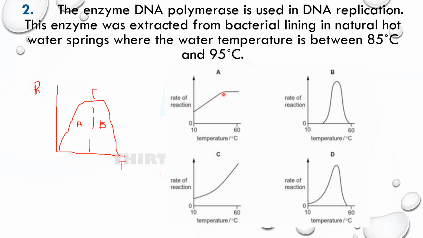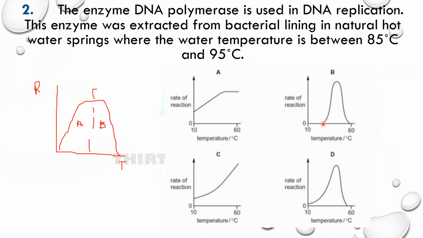Okay, now it is trying to plateau. All right, but is this the optimum temperature? Because when it reaches optimum temperature, it can then come down after the optimum temperature. So okay, now what do you think about A? Is it correct? Does it follow the trend?